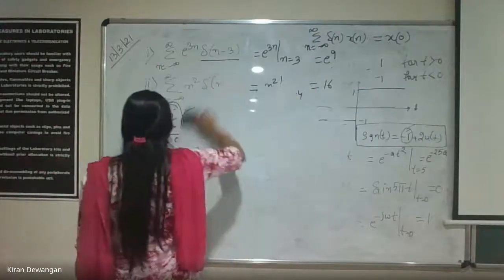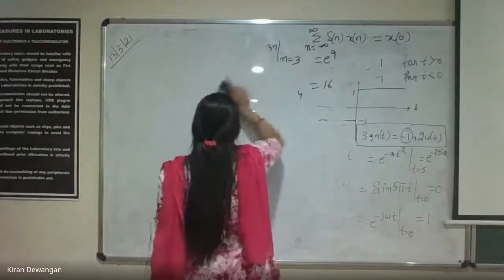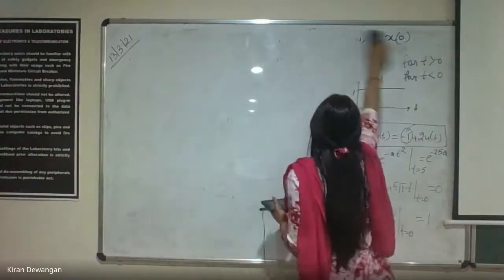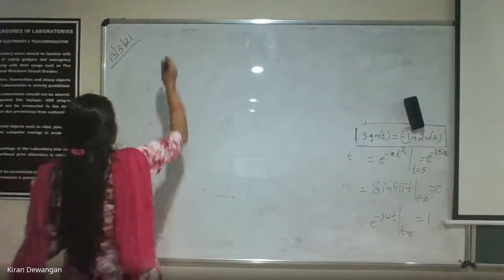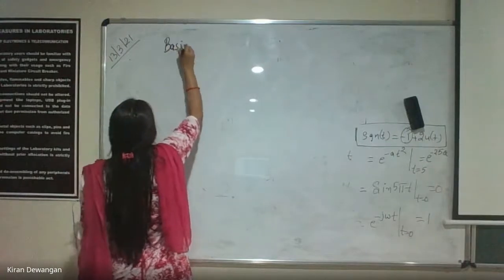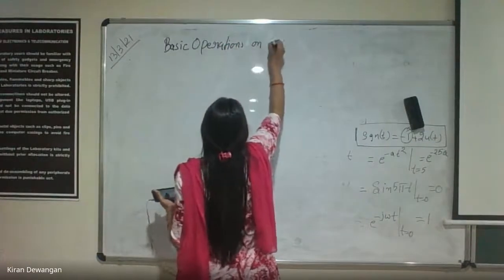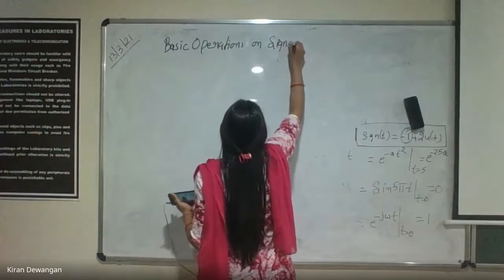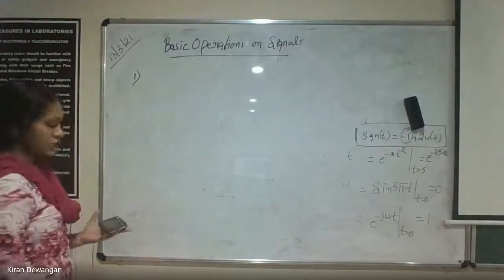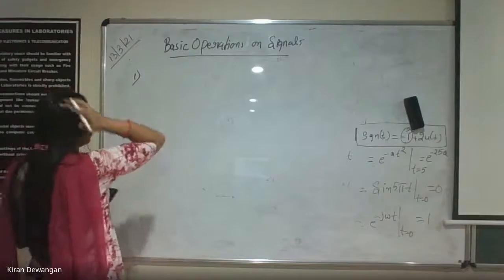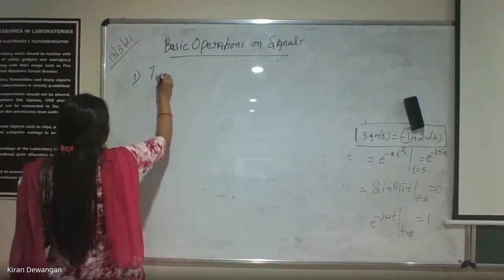Now the next topic that we are studying is the basic operations on the signals. Now write down the next topic, basic operations on signals. The operations that will be studied will be on both types of signals, that is on continuous type and then on discrete also. The first basic operation is time shifting.